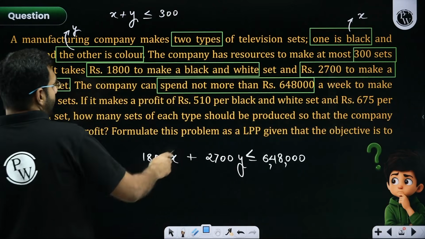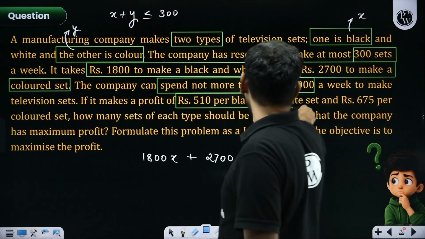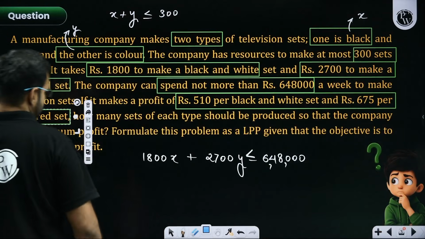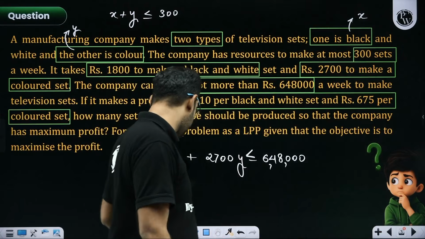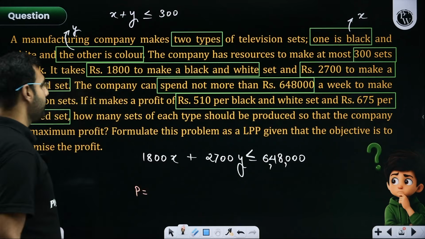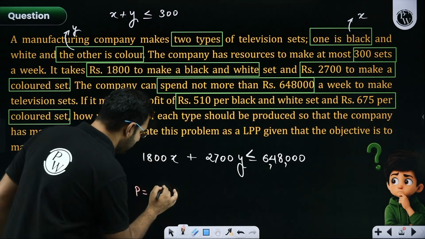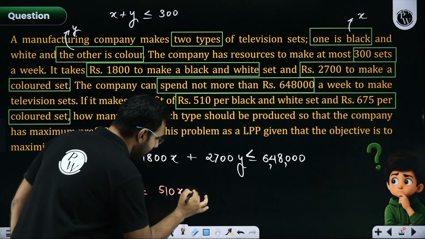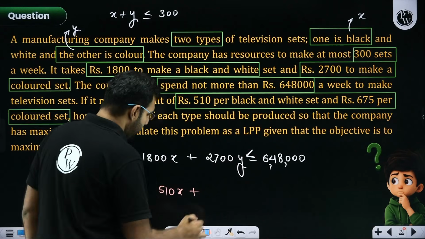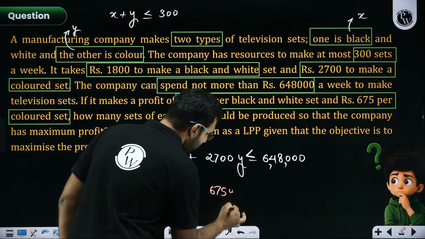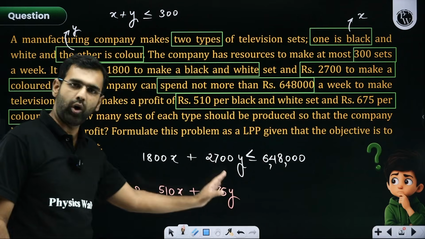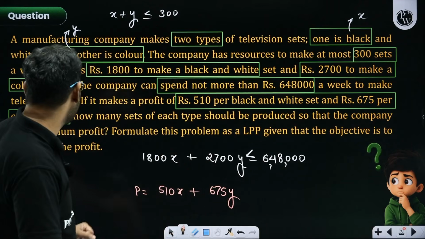It makes a profit of rupees 510 per black and white and 675 rupees per colored set. So that's the profit statement. The profit here is given by, let me write it as P. On every black and white, 510 rupees, so 510 into X will be my profit from black and white, and 675 rupees from the colored set, so 675 into Y will be my profit from the colored sets. So this will be my profit in a week. I hope that statement makes complete sense.